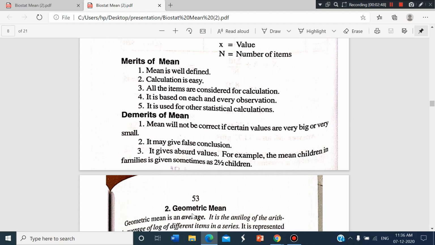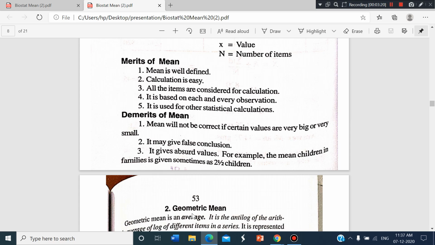And in calculation, we consider all the items and their values are included, and that means it is based on each and every observation that we made. That is what we call the arithmetic mean. Then, once you get the mean, it can be used for further calculations. Still, the mean has certain demerits also.